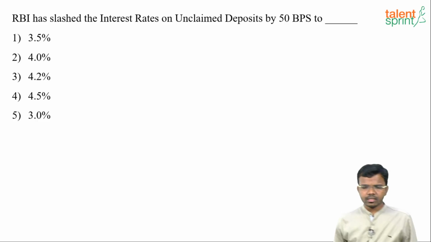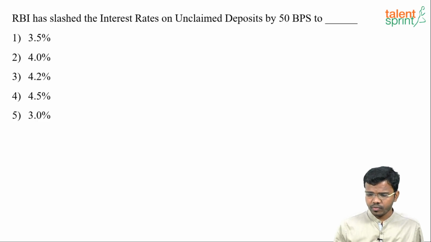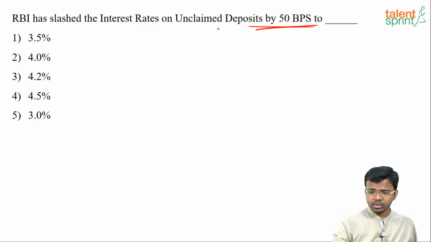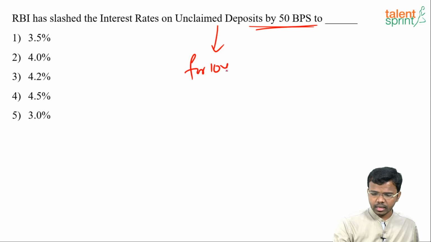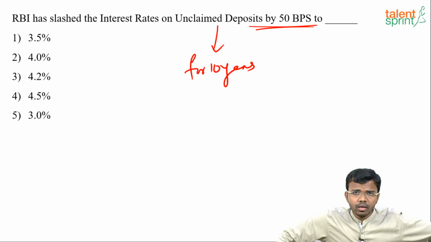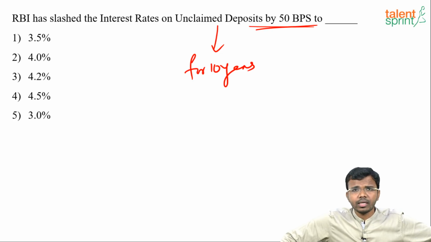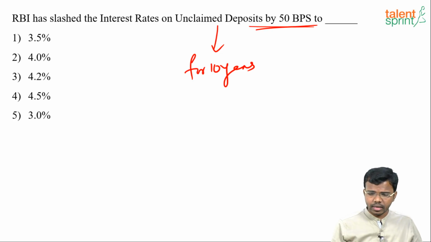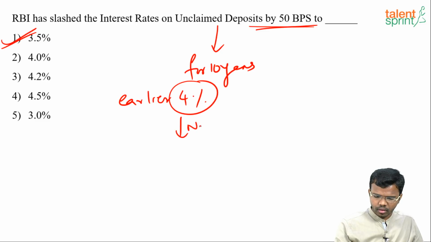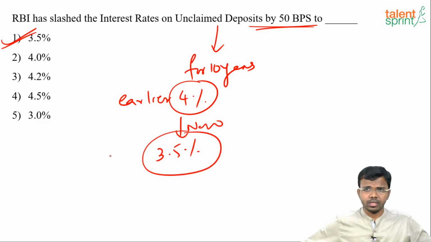RBI has slashed the interest rates on unclaimed deposits by 50 basis points. Okay, to how much? Unclaimed deposits means that if unclaimed for 10 years, it will be credited to the education fund. Suppose anyone wants to take that money, they can take it back. How much interest will they get? 3.5%. Earlier, on unclaimed deposits it was 4%. Now RBI wants to give only 3.5%.